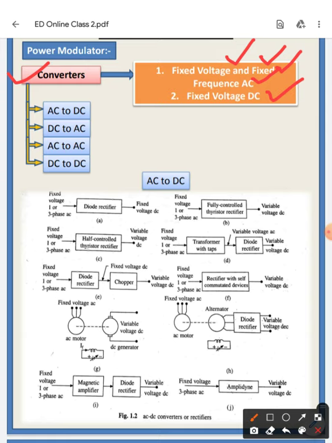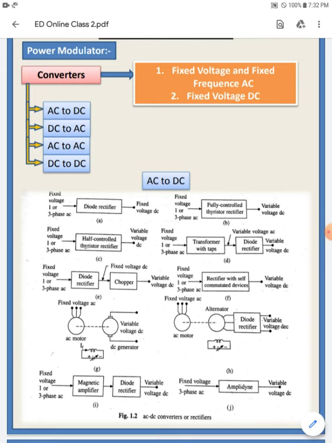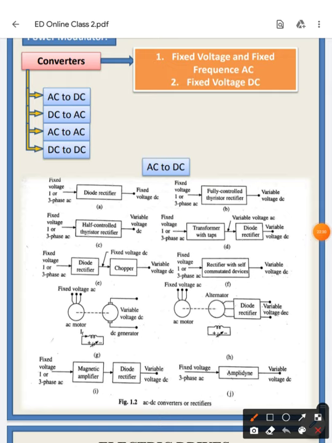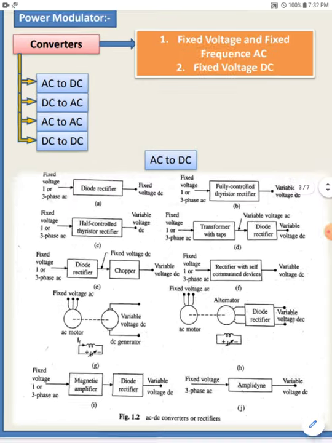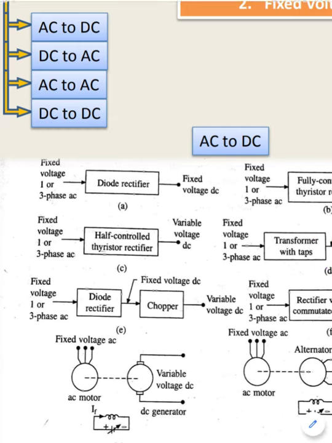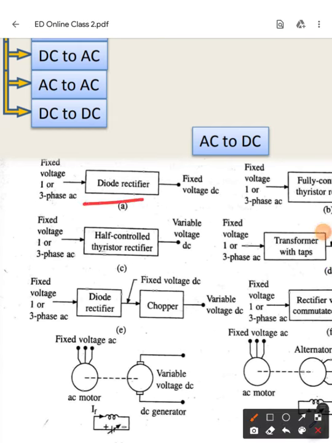And again, what we have discussed, there are four kinds of converters: AC to DC converter, DC to AC converter, AC to AC converter, and DC to DC converter. So first case, we should go for AC to DC converter. In AC to DC converters, the first figure, this one, is called your diode rectifier. The first part is your diode rectifier.